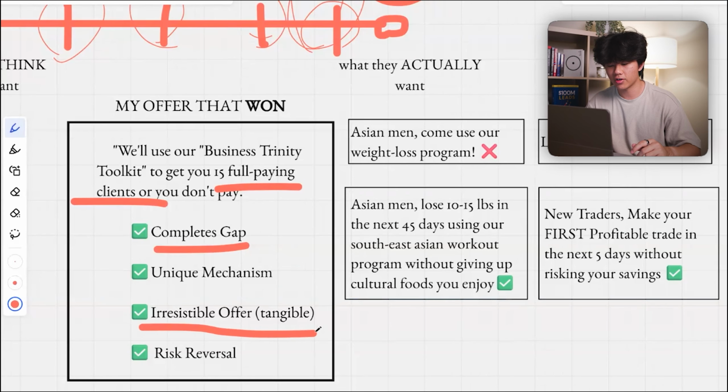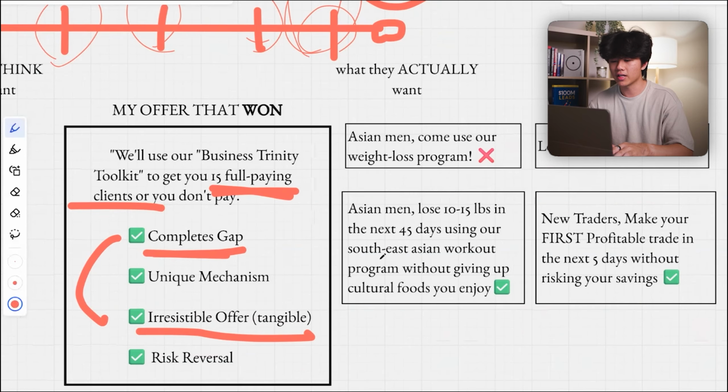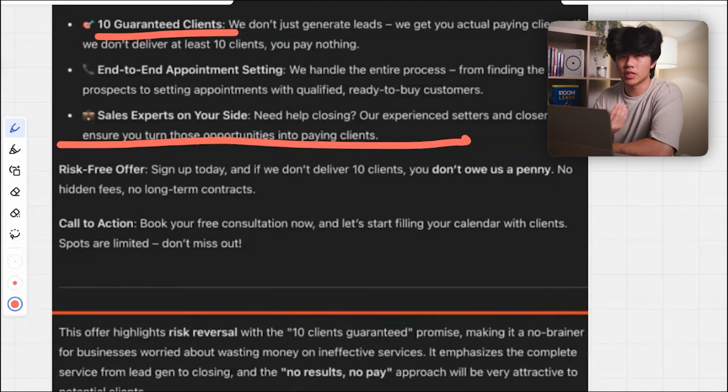An irresistible offer just means that it has to be something tangible, right? It completes the gap. So these two go hand in hand as well. And then finally, you have the risk reversal, which is: sign up today, and if we don't deliver you those 10 clients, you don't owe us a penny. No hidden fees, no long-term contracts.